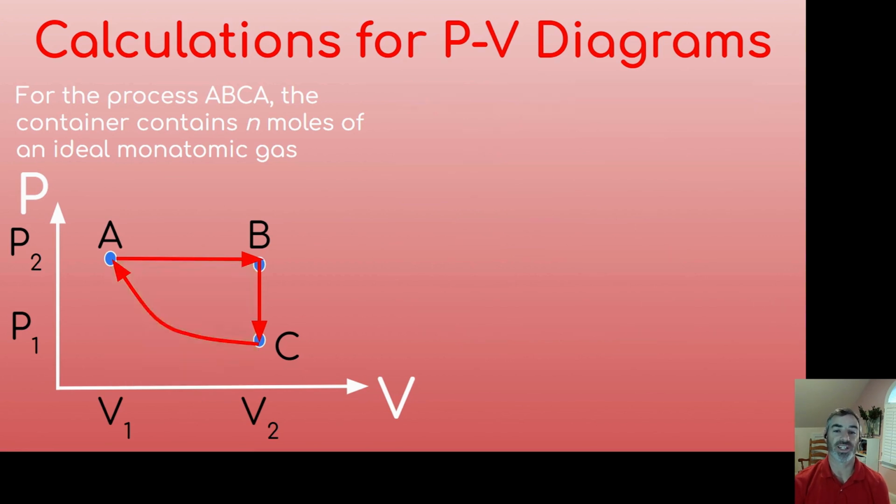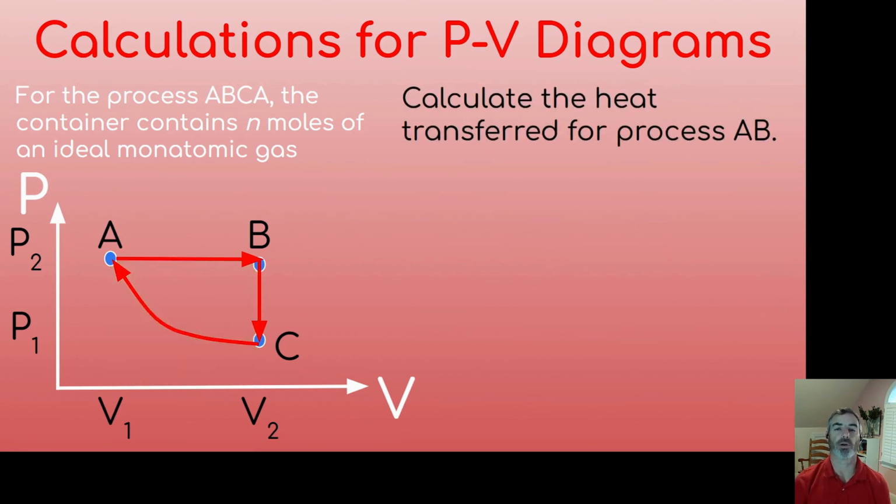So the next question is to calculate the heat transferred for the process from A to B. So we could use Q equals mc delta T. The problem is we know the number of moles of the gas. We don't know the mass. We don't know the molar mass because it doesn't tell us what gas it is. We also don't know the specific heat. So not knowing m and c means that we can't really use this equation Q equals mc delta T.